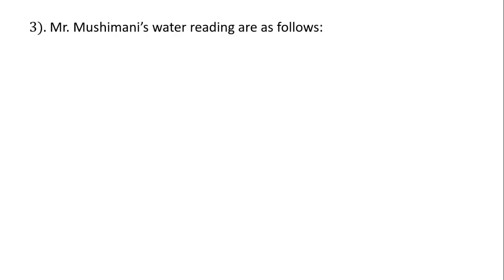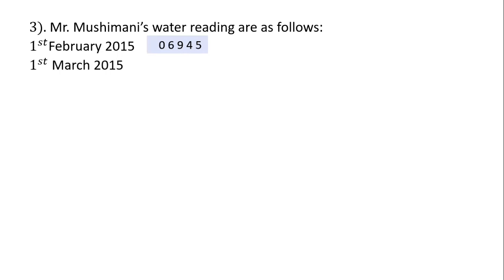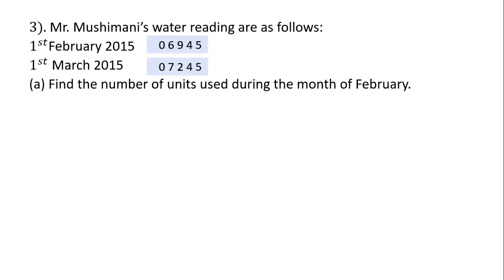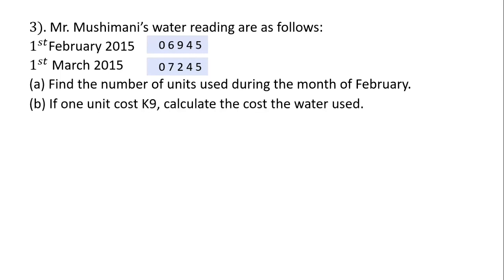Question 3. Mr. Mushimani's water readings are as follows. On 1st January 2015, we have the digits 06945. On the 1st of March 2015, it read 07245. Find the number of units used during the month of February. If 1 unit costs 9 kwacha, calculate the cost of the water used.